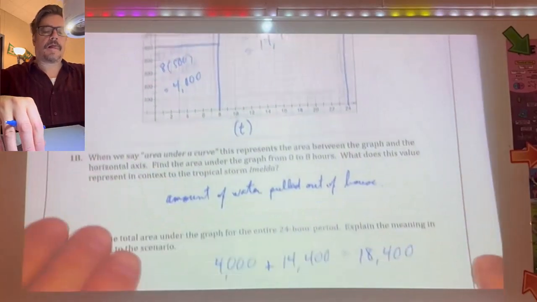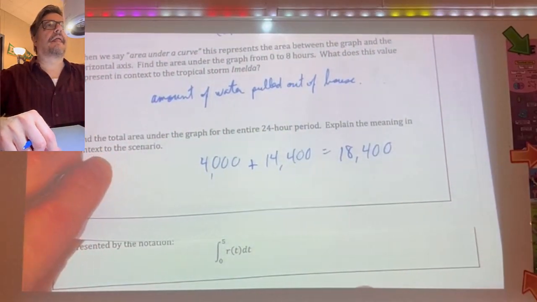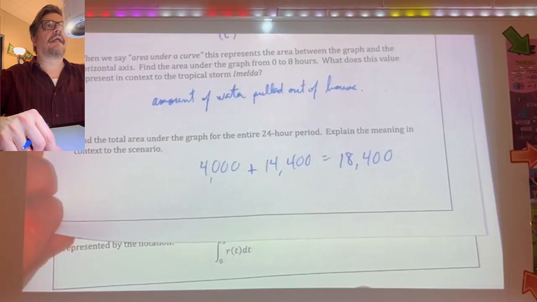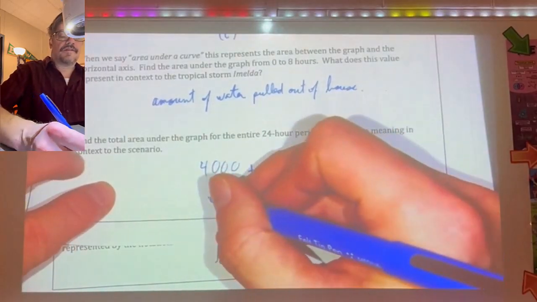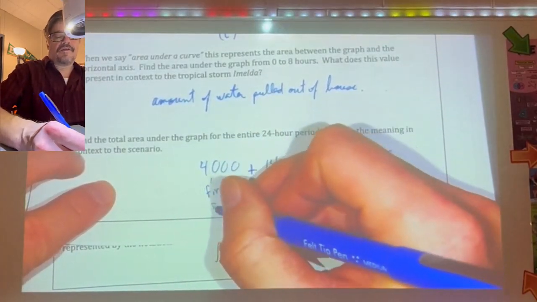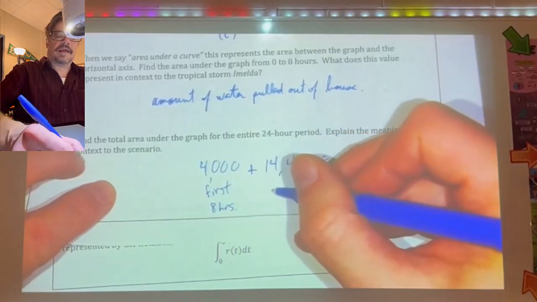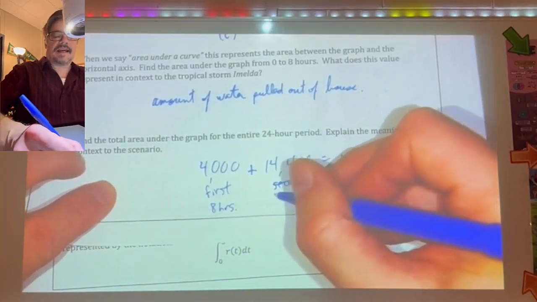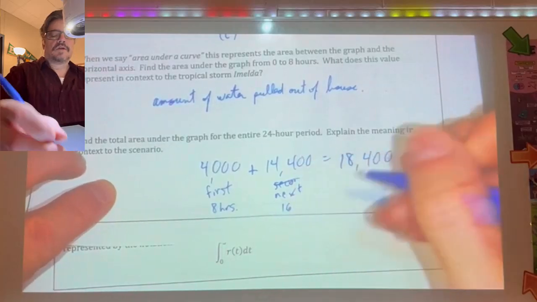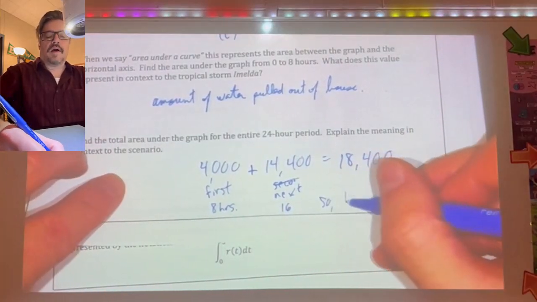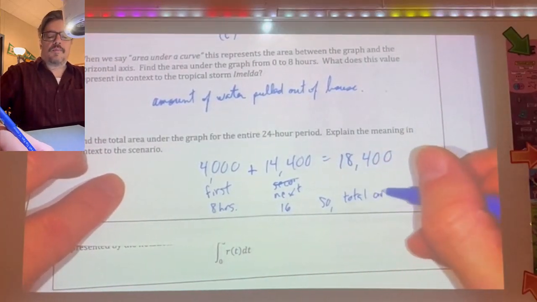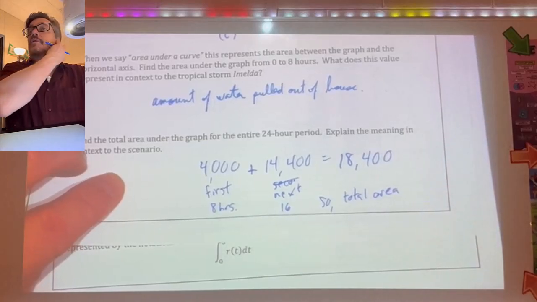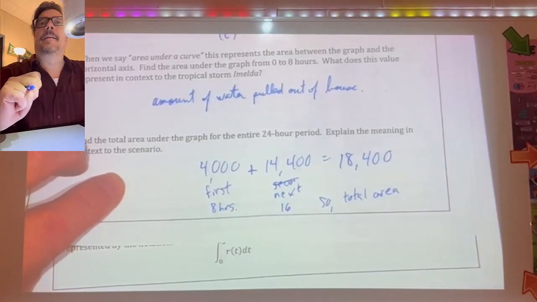Okay. How do I explain the meaning of any concept of scenario? Oh, okay. So this is the first 8 hours. This would be the second six. This would be the next 16. So the total area represents the total amount of water pulled out. Is that okay? Yeah. Okay.